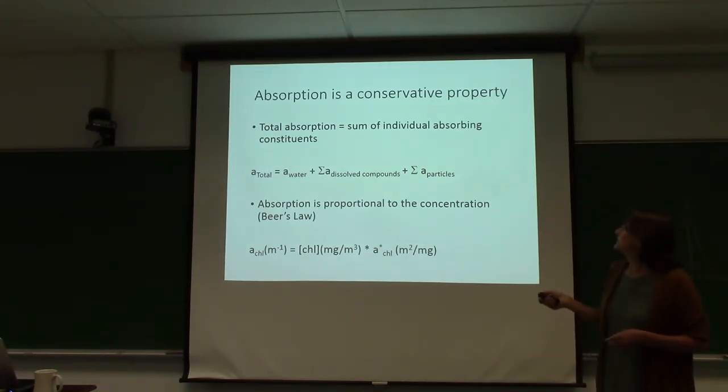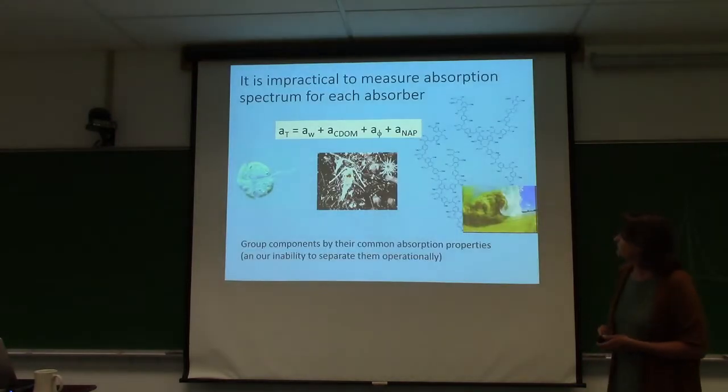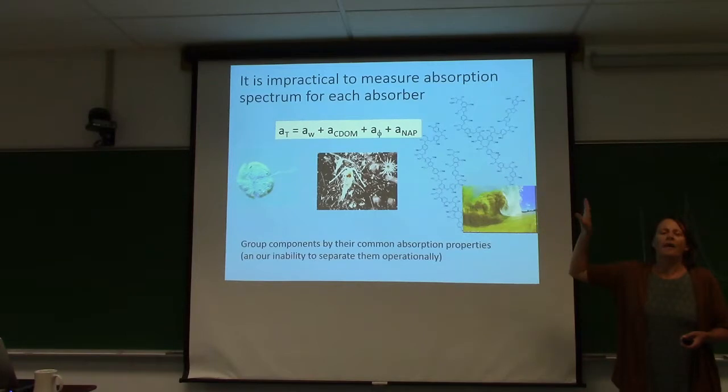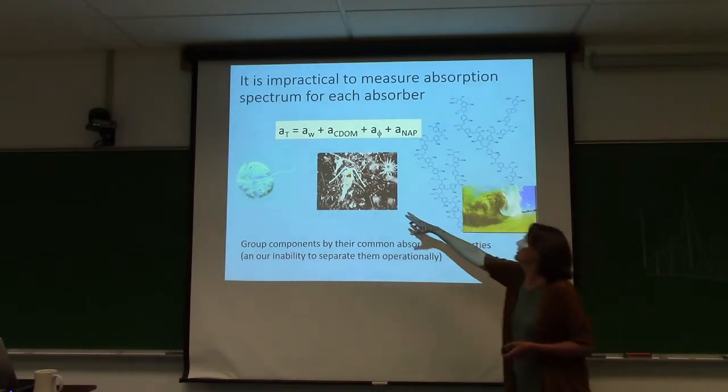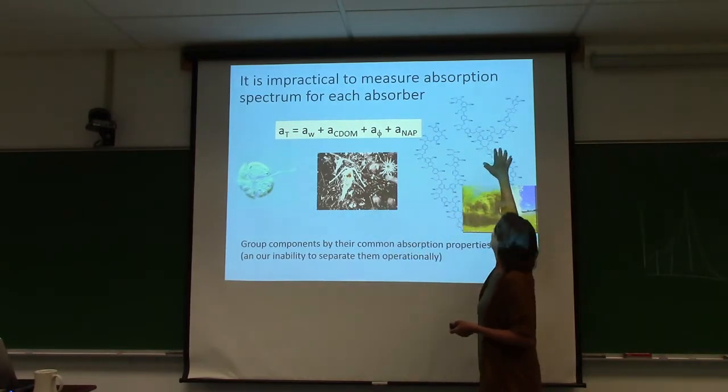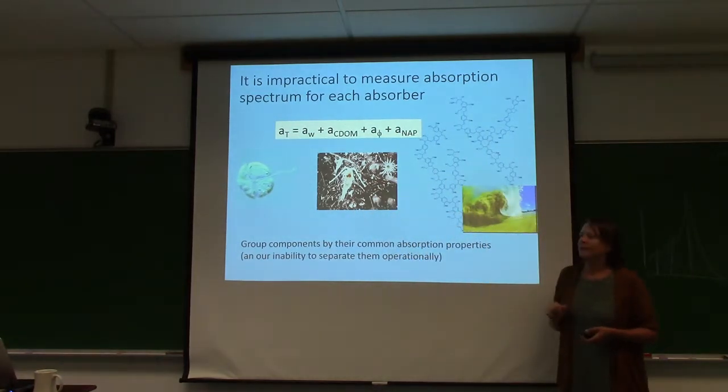So we will do a little example of Beer's law in the lab tomorrow. The problem is it's really impractical to measure the absorption of every absorber in the ocean. You'd have to measure all the phytoplankton, all the zooplankton, all the bacteria, all the pieces of junk, the dissolved molecules, the sediments, and that's a huge job. So we tend to group components by their common absorption spectra. That way we can just break that into the major groups.